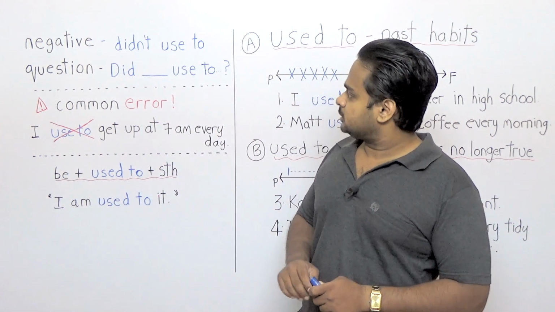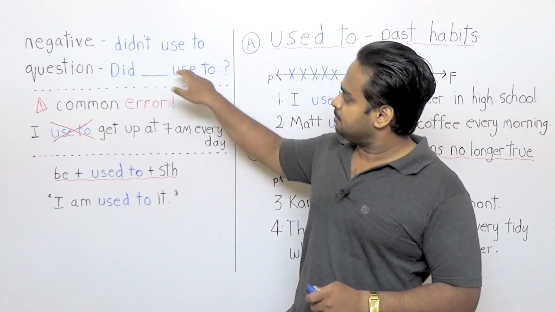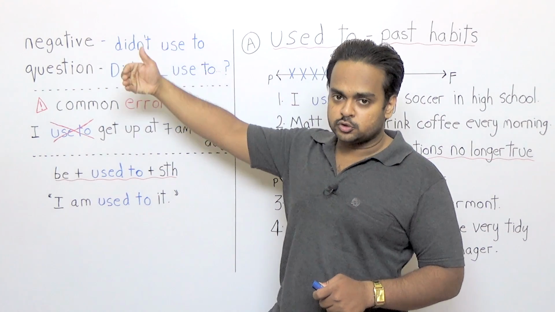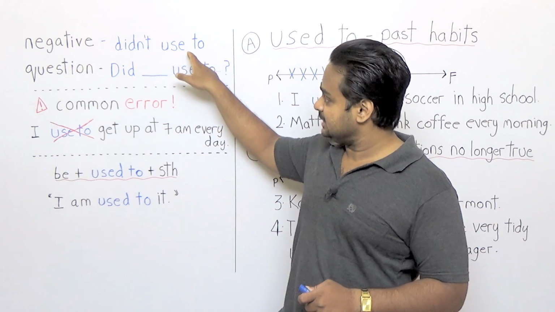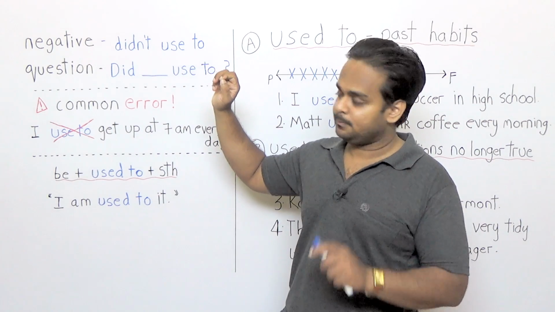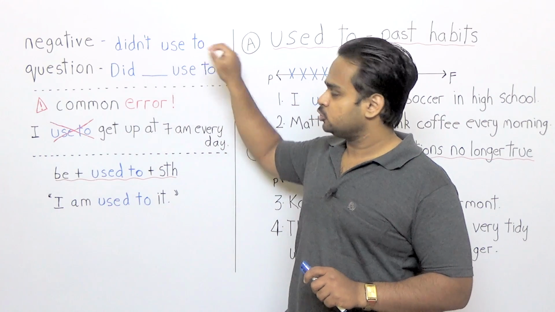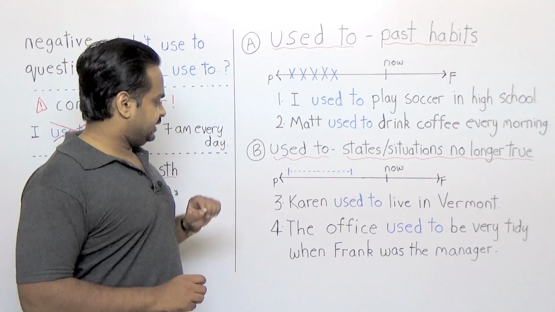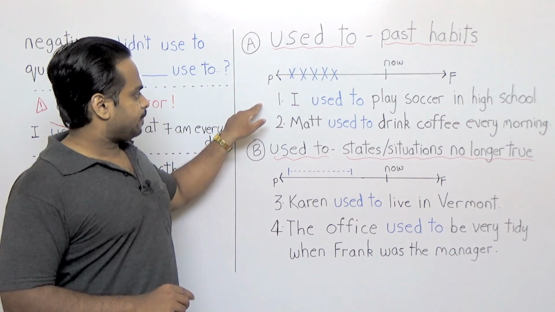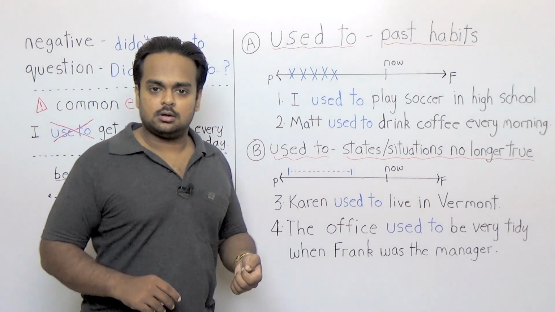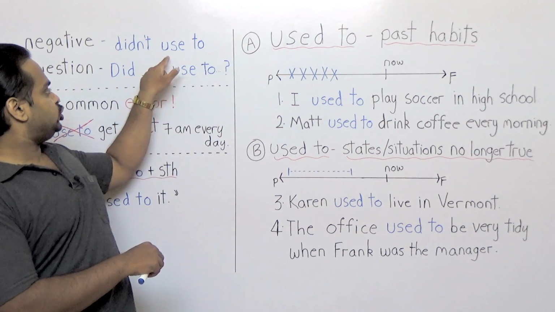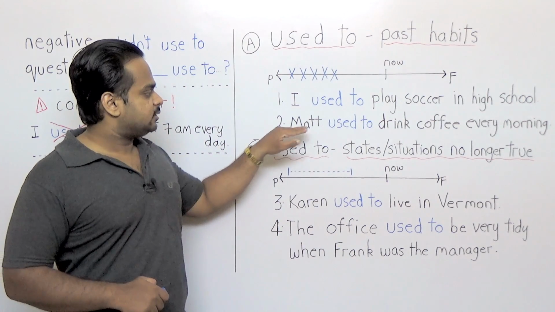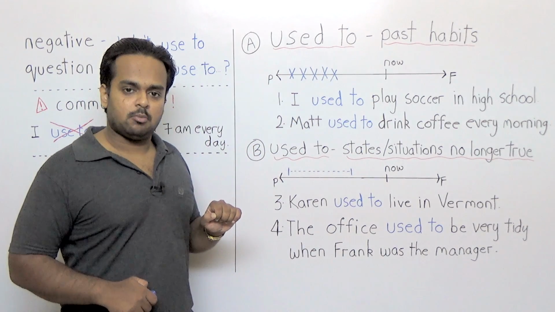All right, take a look at what I have over here. To make negative sentences, we put "didn't" in front of "used to", and we remove the D from "used to". That is very important. So "didn't use to". Let's make some negative sentences with these. In the first, I didn't use to play soccer in high school. Remember, "didn't use to". So I didn't use to play soccer in high school. Matt didn't use to drink coffee every morning.